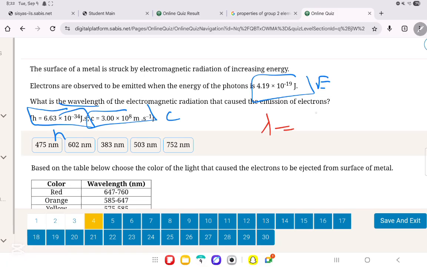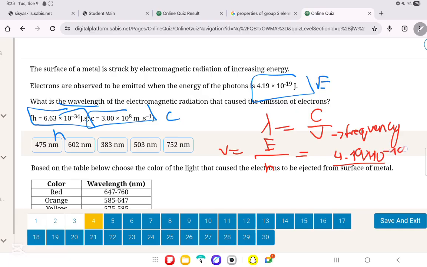Very simply, wavelength is equal to the speed of light over v, where v is the frequency. And v is equal to what? v is equal to the energy over Planck's constant. So what's the energy in this case? It's 4.19 times 10 to the power of minus 19 over Planck's constant, which is 6.63 times 10 to the power of minus 34. Put it on your calculator and you will get that the value of v is 6.32 times 10 to the power of 14.